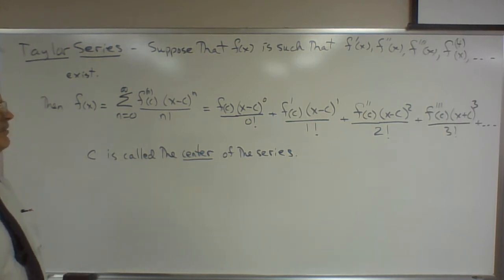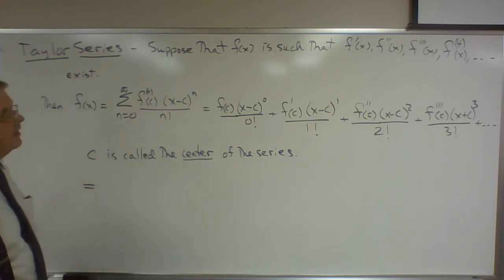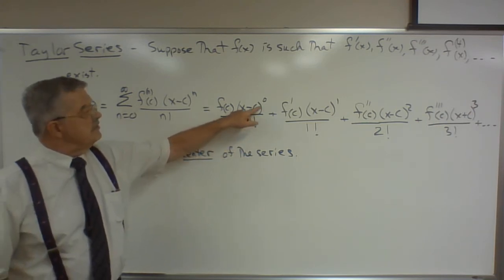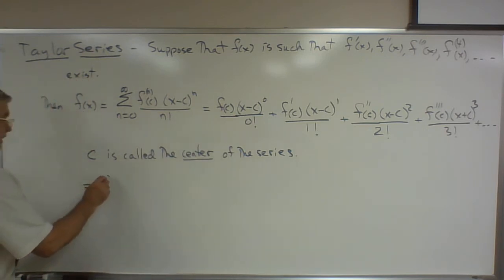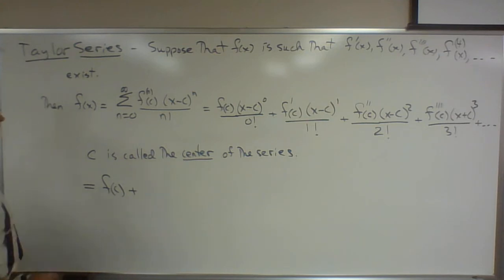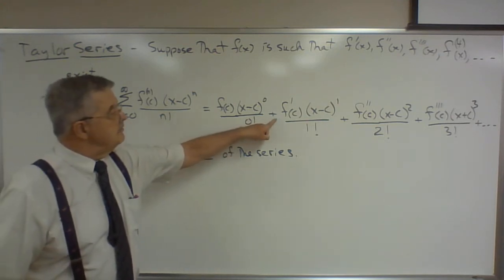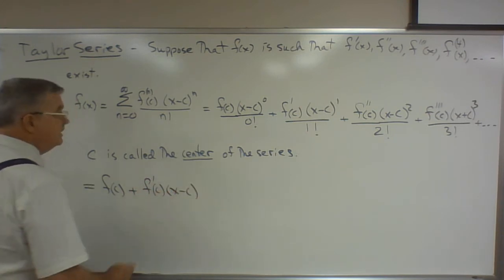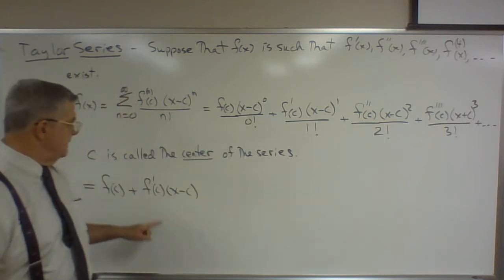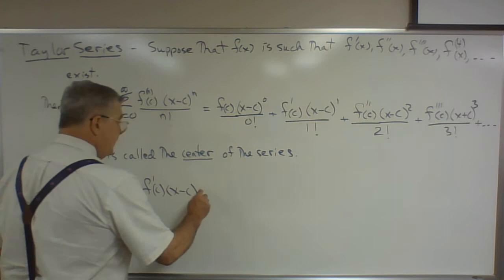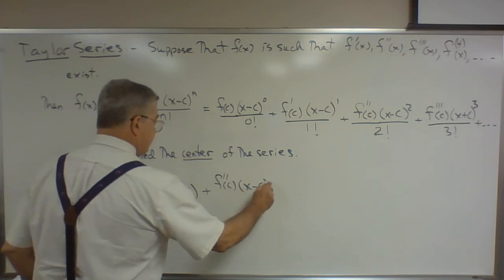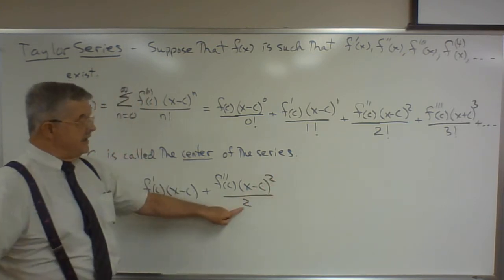And this can be simplified just a little bit. 0 factorial is 1 by definition. x minus c to the 0 power is just 1. So we have f evaluated at the center, c, plus f prime of c times x minus c. 1 factorial is 1. And then the rest of these things are pretty much as they appeared before. Two factorial is just two.